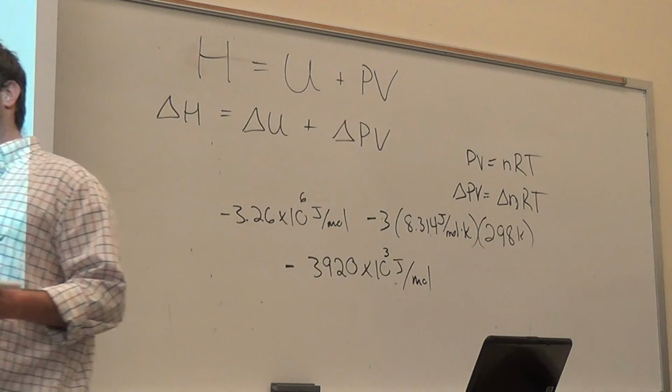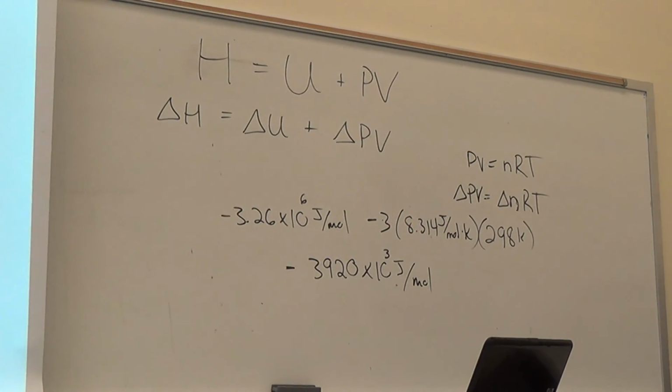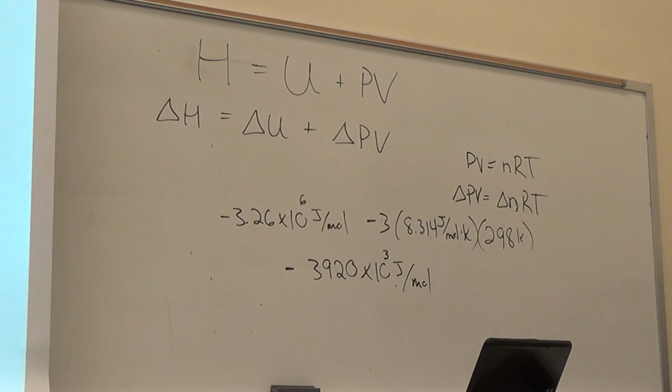Right? So we can figure out our delta H for that reaction by using the bomb calorimeter, running the reaction, determining what delta U is, and then adjusting delta U to turn it into a delta H.